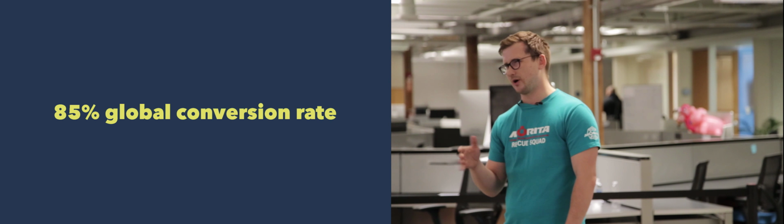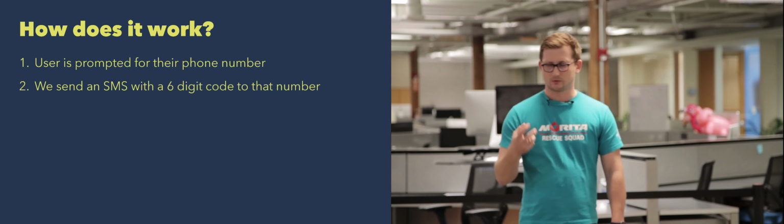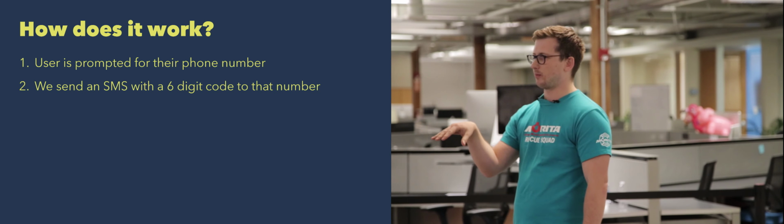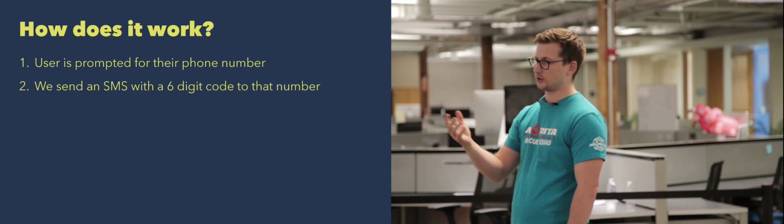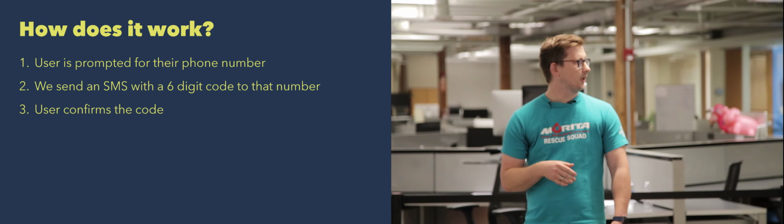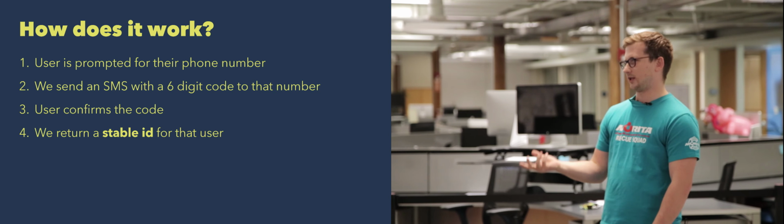So how does it work? We provide a UI that you drop into your app, iOS, Android, the web, that prompts the user for their phone number. The user enters the phone number, sends it to us. We get it. We send an SMS to that number with a 6-digit PIN, a confirmation code. The user enters the code, and then we get it. We check it's correct. And then we return a stable ID for that user.